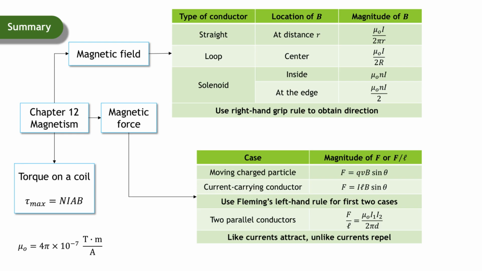Finally, we summarize the magnetic force cases. For a moving charged particle, the force is QV sin θ, and for a current-carrying conductor, it is IL sin θ, using Fleming's left-hand rule for both. For two parallel conductors, the force per unit length is μI₁I₂/2πd, where like currents attract and unlike currents repel. Lastly, remember our maximum torque formula, NIAB.